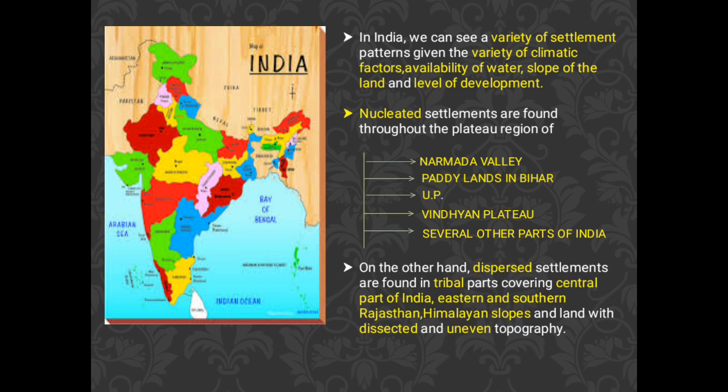On the other hand, dispersed settlements are found in tribal parts covering the central part of India, eastern and southern Rajasthan, Himalayan slopes, and land with dissected and uneven topography.